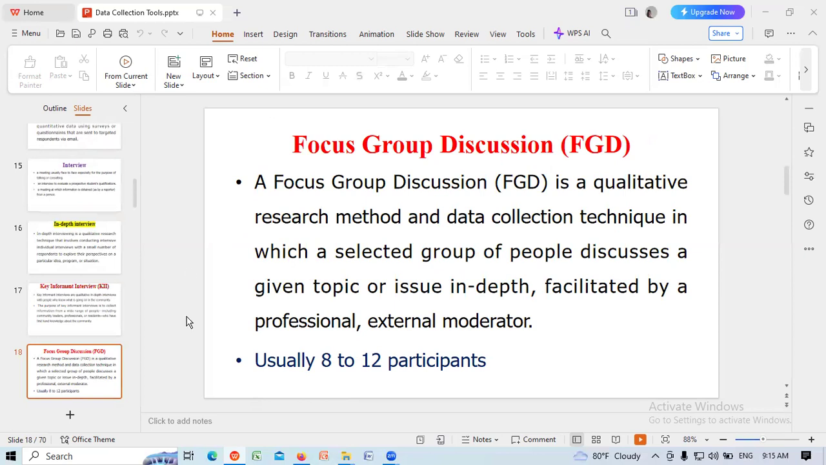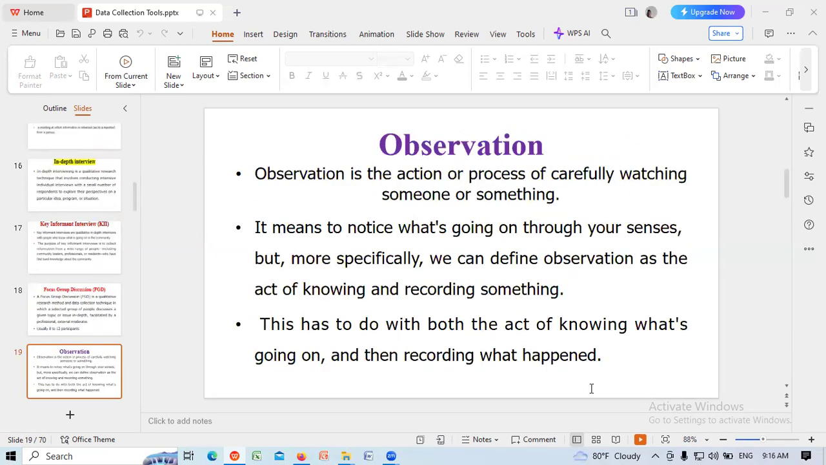Focus group discussion, FGD. A focus group discussion is a qualitative research method and data collection technique in which a selected group of people discusses a given topic or issue in depth, facilitated by a professional external moderator, usually 12 participants.